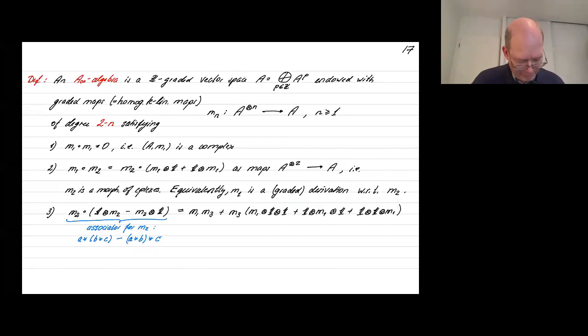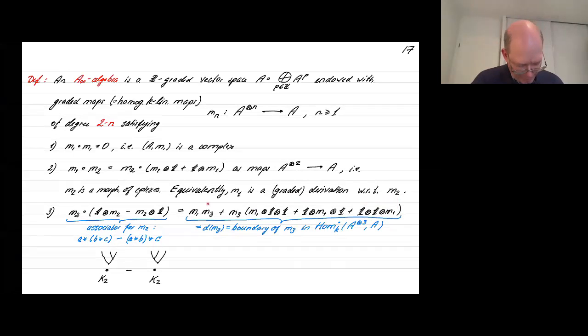So what we get on the right-hand side is just the boundary of M3. M3 is homogeneous of degree -1, and its boundary in the morphism complex is precisely this expression. Okay, so now let's establish the link with the topology. Here on the left-hand side, we have the difference of these two binary trees, which are 2 copies of K2. On the right-hand side, these 2 copies are the boundary of K3.